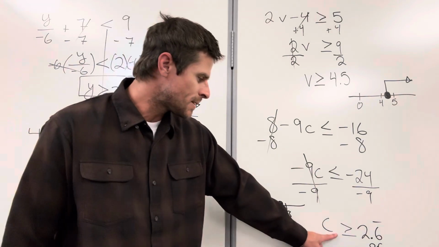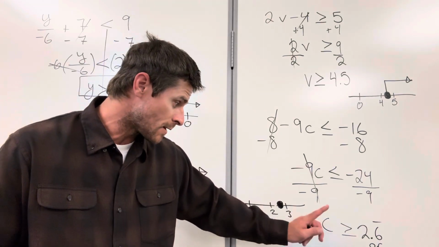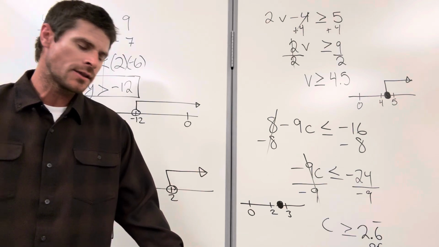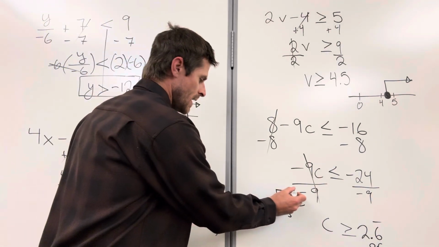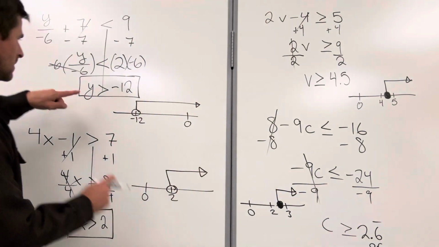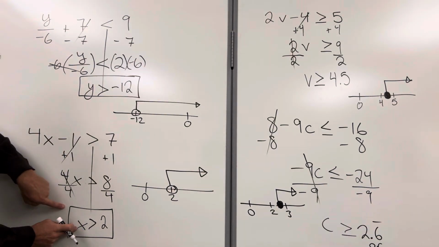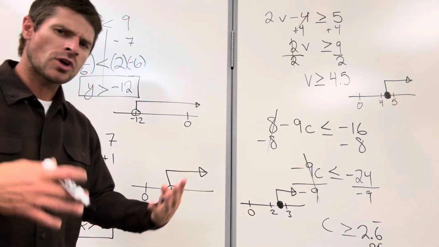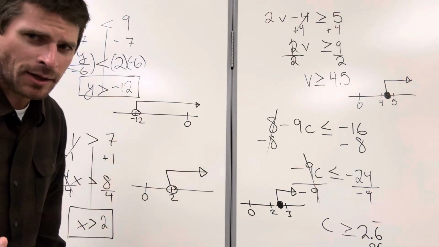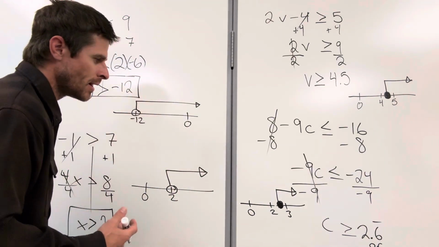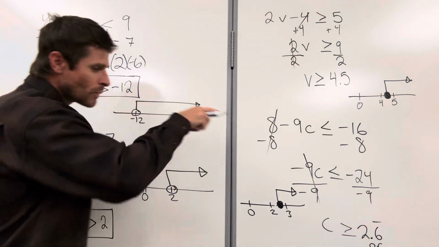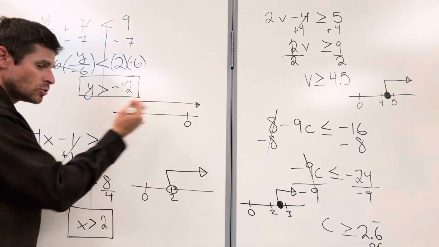I'm going to go back to my solution and reread it to myself. C is greater than or equal to. So where are numbers that are greater than? They're to the right. So if you look at each one of these, we have y is greater than, x is greater than, v is greater than, c is greater than. These all came out to greater thans. Unfortunately, I probably should have thrown a lesson in there for you. But if you end up getting y is less than negative 12, instead of going right, you're just going to end up going to the left.